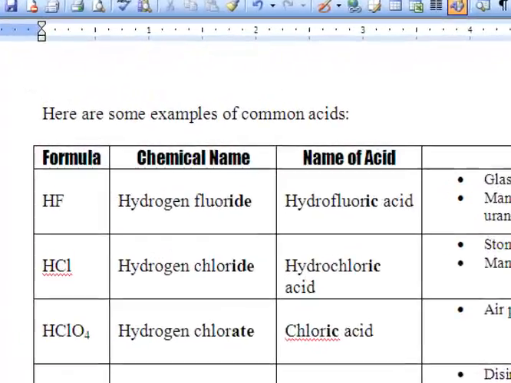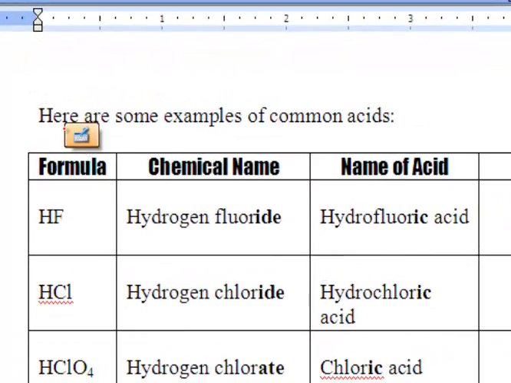So take a look at the formula on the left-hand side. And you'll notice that we've got HF, so that's hydrogen fluorine. We name it, and it's hydrogen fluoride. You'll notice we've got the "ide" there. And then the name of the acid, so the name you'd see on like a package would be hydrofluoric acid. It's used for glass etching and manufacturing aluminum and uranium.